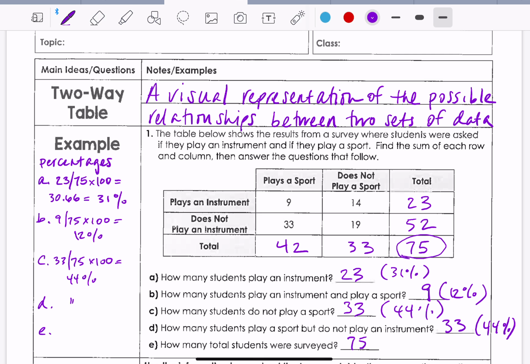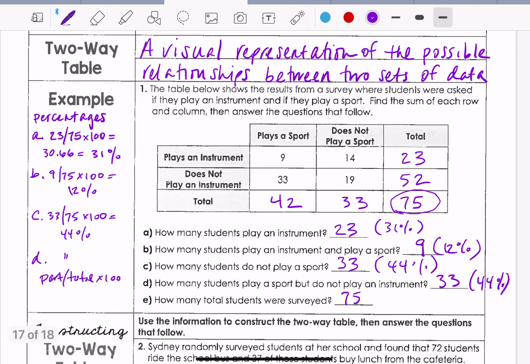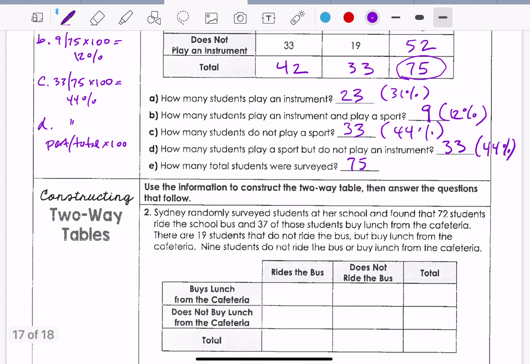So when you need to find the percent of students, it's going to be the part divided by the total times 100, when you're asked to find the percent as opposed to just the number of students. So let's look at the next example.